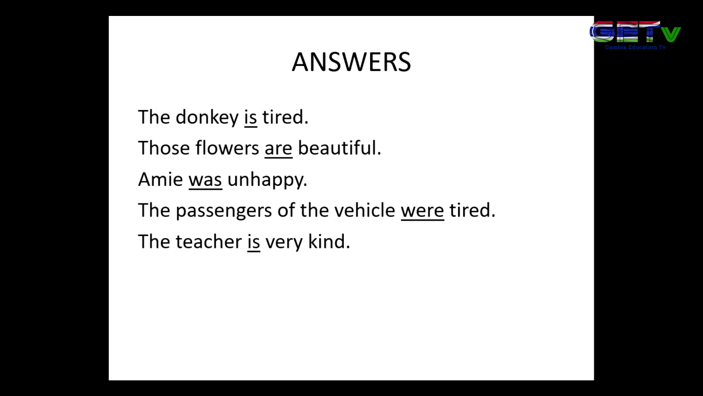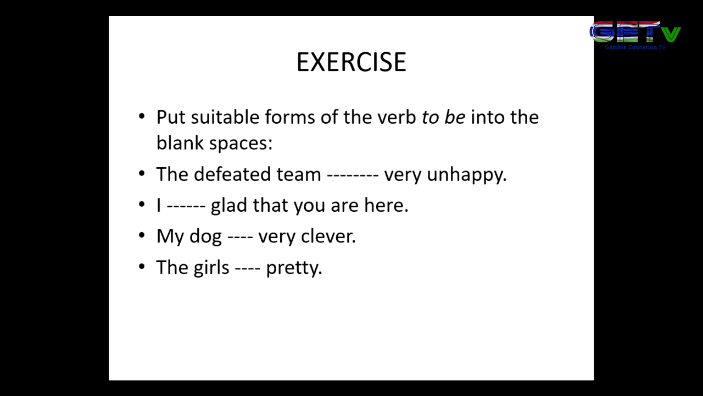And the answers to those questions are: the donkey is tired. Is the verb that tells you what people or things are. It's telling you what the donkey is. Those flowers are beautiful. Are. Amy was unhappy. Was. The passengers of the vehicle were tired. So were here is the verb that tells you what the passengers were. The teacher is very kind. Is the verb here that tells what people or things are.